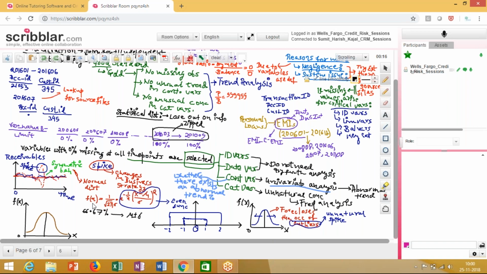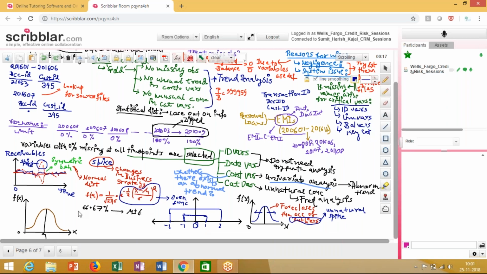So basically, if I say that receivables is symmetrically distributed, it means that if I create the list of the unique values of receivables, then 66.67% of those values will lie between mu plus minus 1 sigma, right? So this is mu. So mu plus minus 1 sigma. So this is your mu plus minus 1 sigma. This is plus 1 sigma. This is mu minus 1 sigma, right? And within this interval, we see that 66.67% of the distribution's values would lie, right?